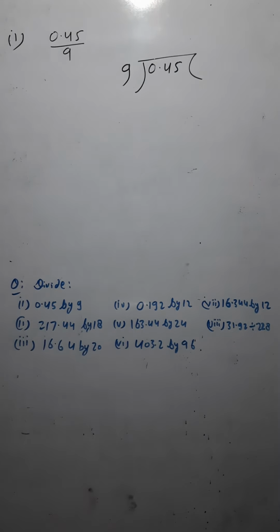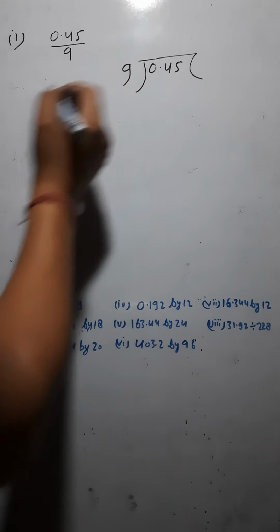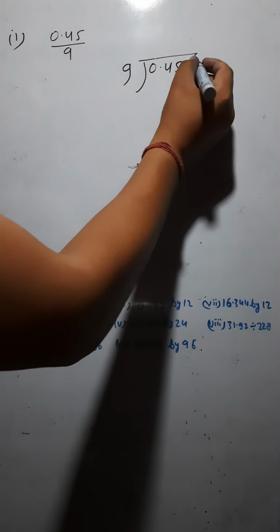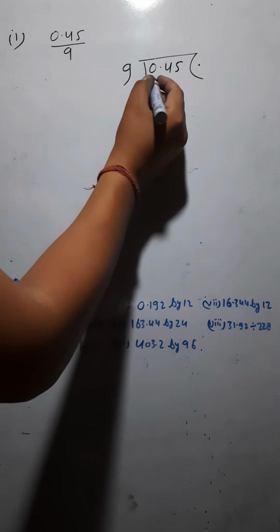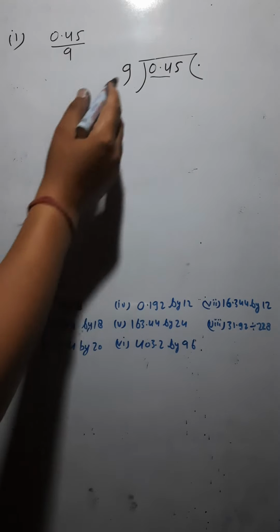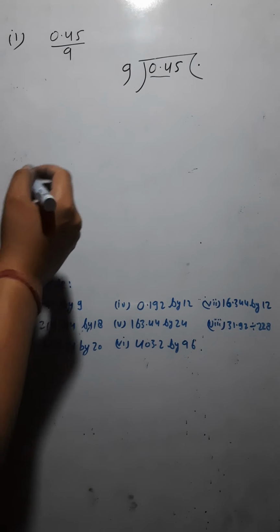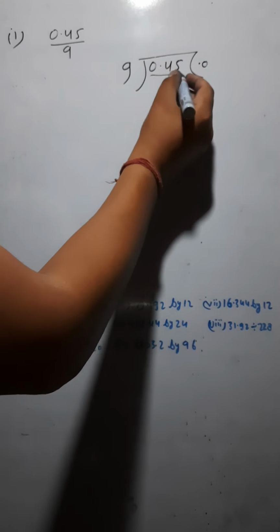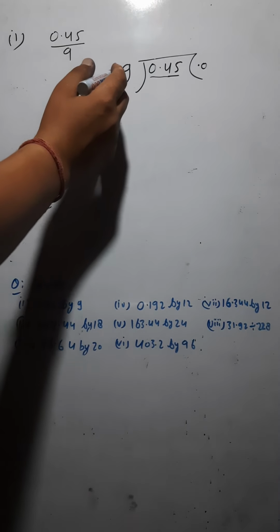Okay, now if you see, 0 is not divisible, so this decimal would come. So write this decimal first. Now you have 4. 4 means 4 only. So again 4 is not divisible by 9, so write here 0.